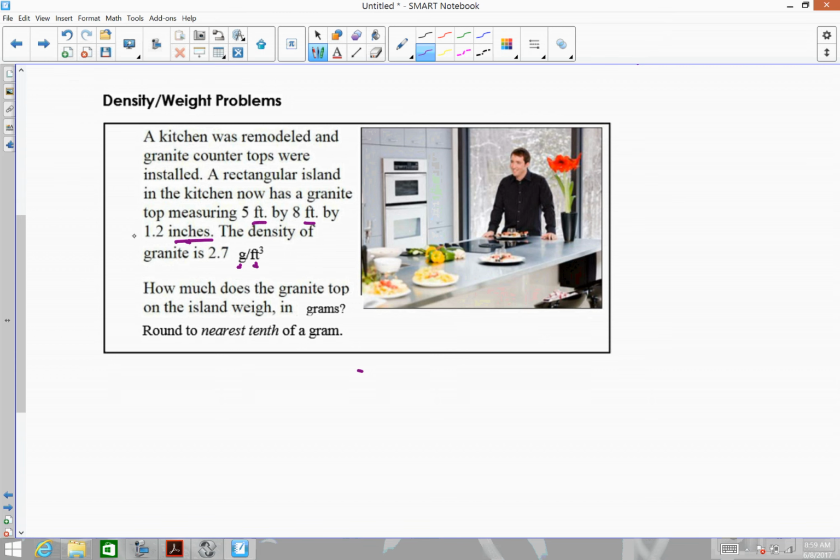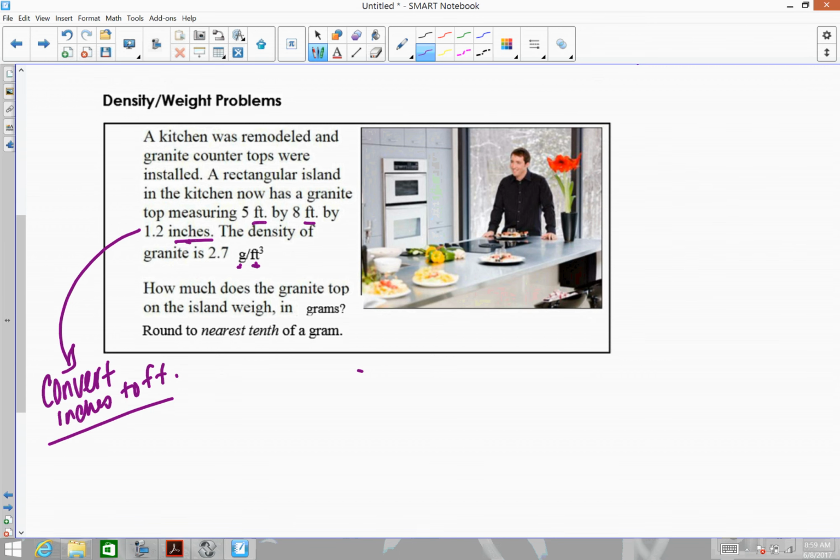So that's the first thing I need to worry about before I even continue: I've got to get that 1.2 into feet, because my density is given to me in cubic feet. So let's just take care of that first. Convert inches to feet.